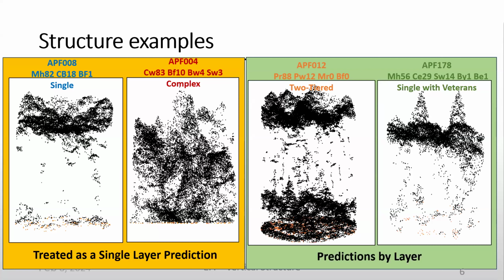The ones on the left, surrounded by orange, are single canopy layers. One's really shallow, one's really deep. The two on the right we consider two-layered. One has distinct separation of the layers and the other doesn't. So we looked at developing an algorithm to assess and predict structure.